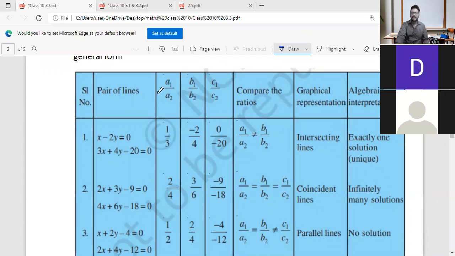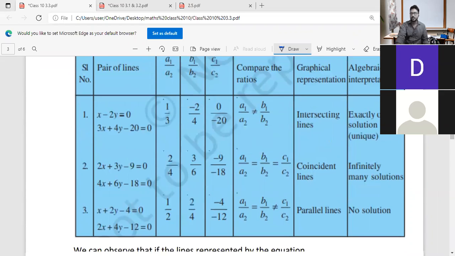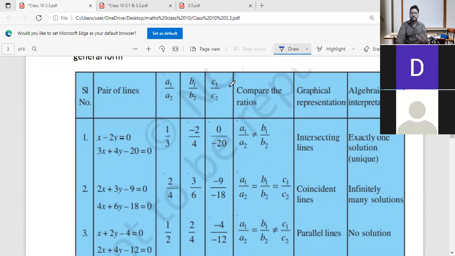And so we are taking the ratios a1 by a2, b1 by b2, c1 by c2. We are comparing the ratios, and what the graphical representation and algebraic interpretation are. Actually, this is the important thing you can learn, because all the equations we have learned in the previous section are described in this table. Each and every point related to that equation is described here.